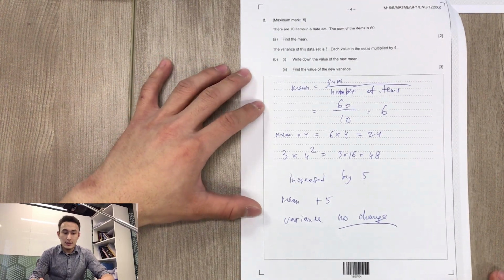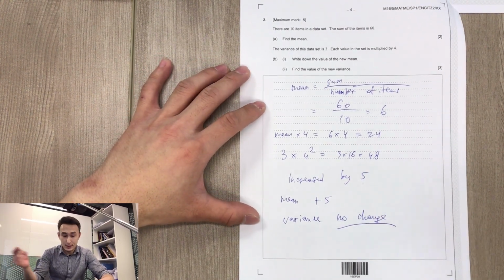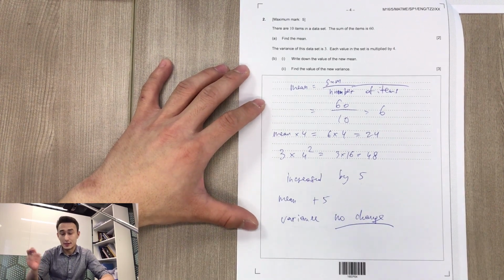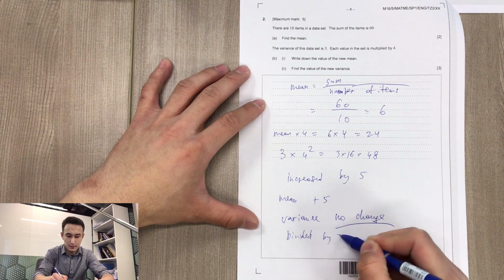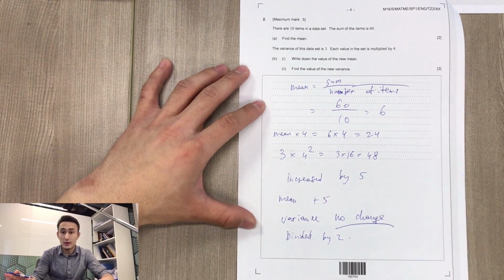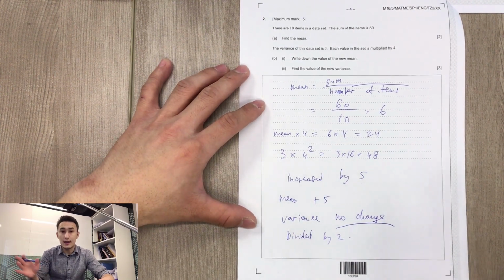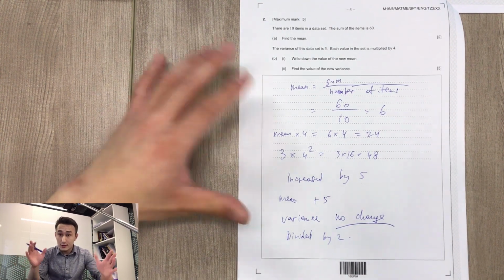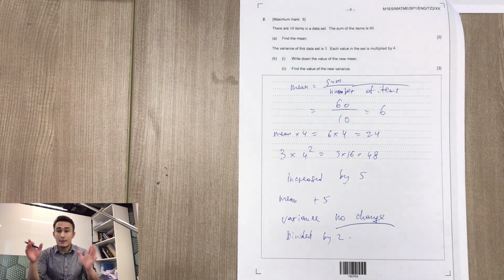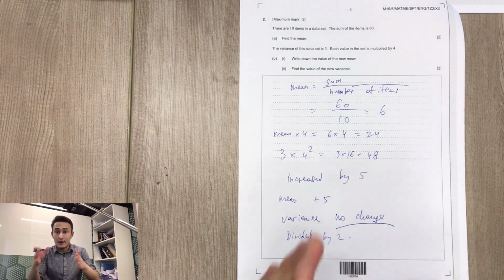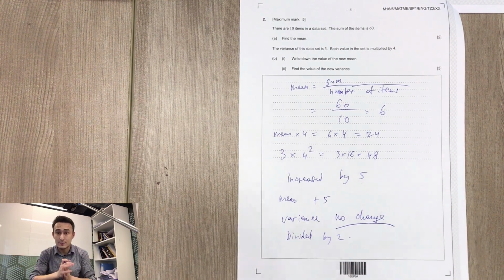But let's say each data value is divided by 2. That means the mean will also be divided by 2, and variance would be divided by 2 squared. Another example, if every data value is multiplied by 10, the mean will be multiplied by 10, and variance will be multiplied by 10 squared. As simple as that, okay? Question 3.